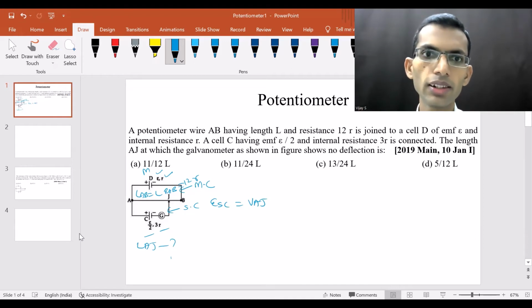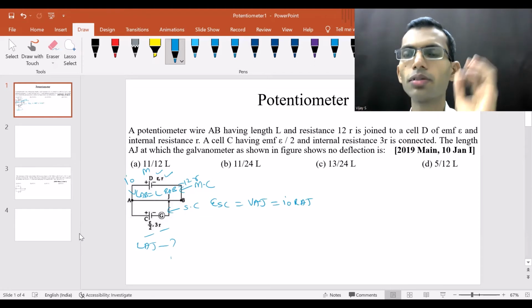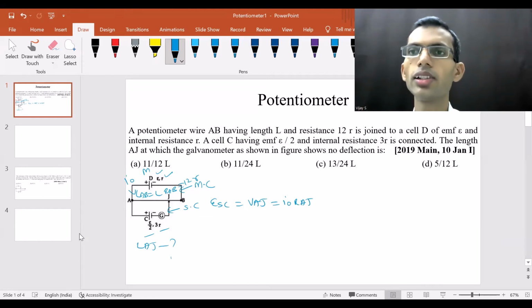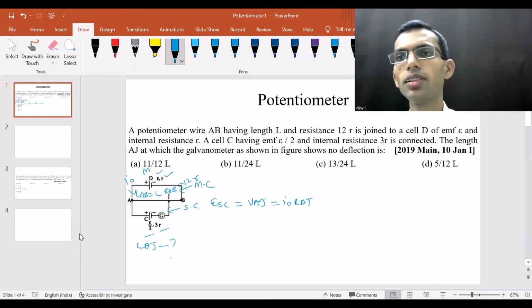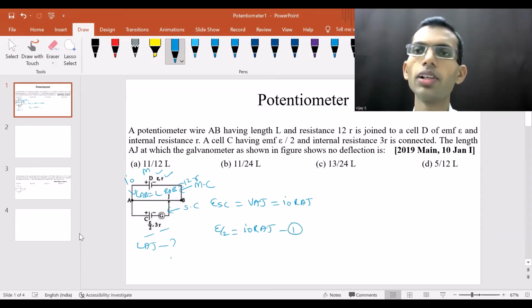Let us say I0 is the current flowing through the main circuit. So from Ohm's law, VAJ is equal to I0 into RAJ, where I0 is the main circuit current and RAJ is the resistance of the wire between A and J. ESC he gave how much? E by 2. So E by 2 is equal to I0 RAJ. Let us take it as equation 1.